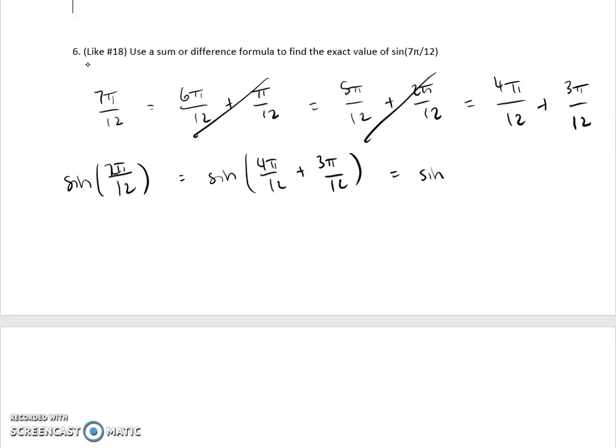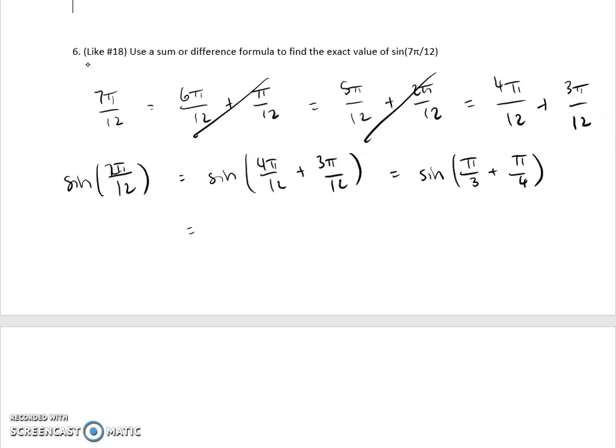And if I reduce that, that's the same as pi over 3 and pi over 4. Okay, so that's what we're looking for. Those two numbers are on the unit circle. The other ones wouldn't work. These two will. And then we look at our formula sheet to see the sine formulas.